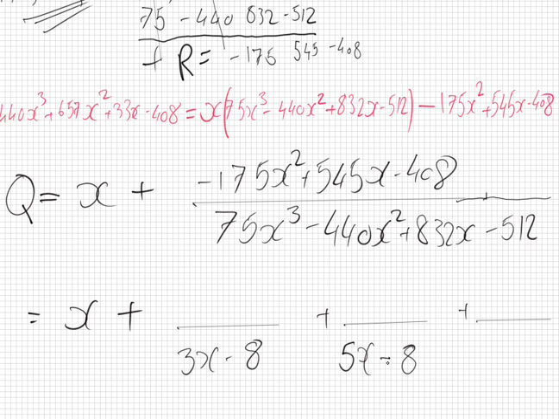So I need to look at the fronts instead of the backs. So I need 75 in the front. So if I square this one, I'd get 9 times 5, which is no good. But if I square this one, I get 25 times 3, which is 75. So this one gets the square.